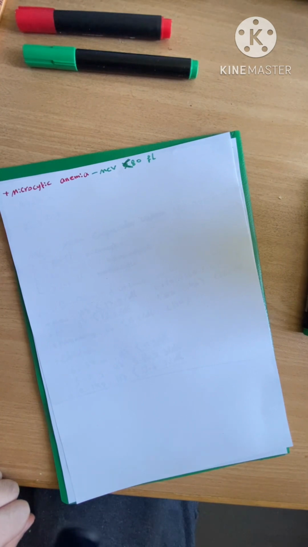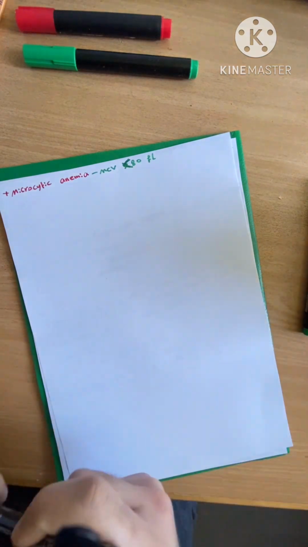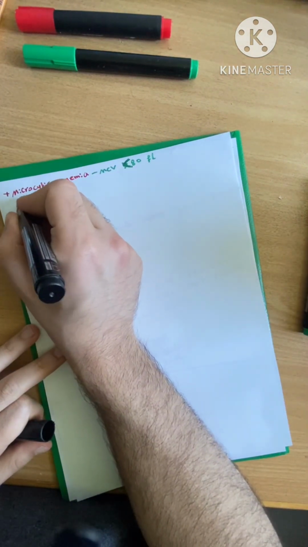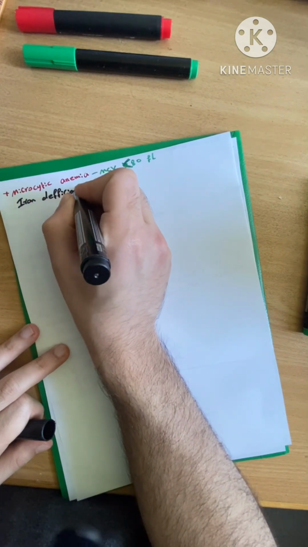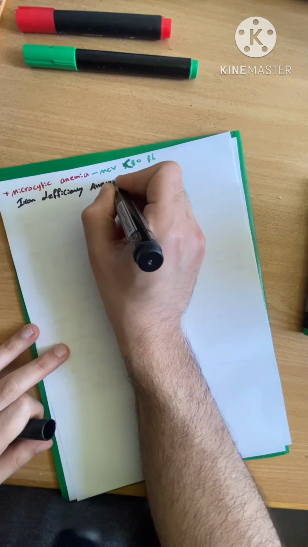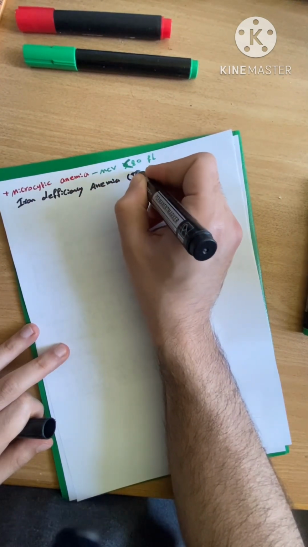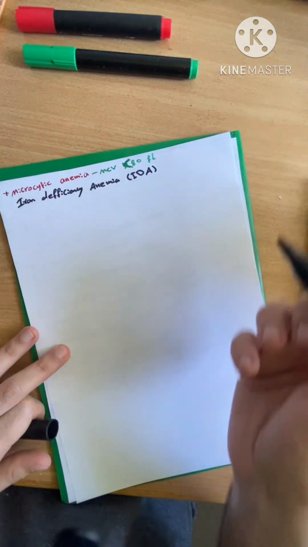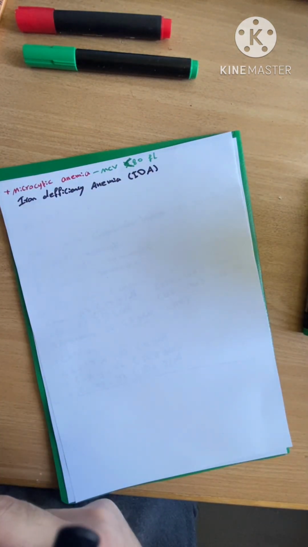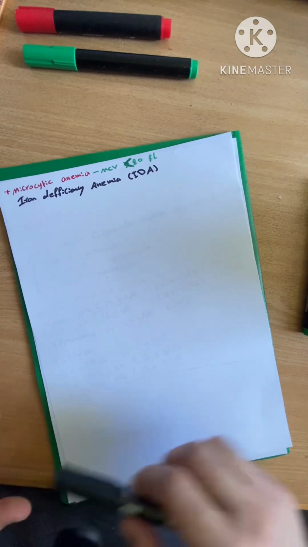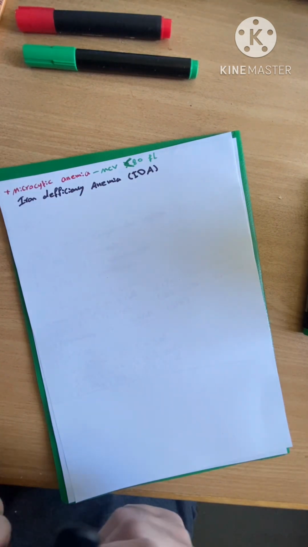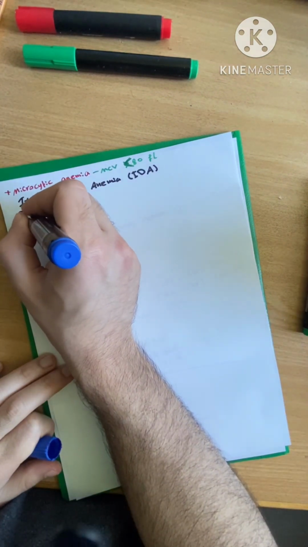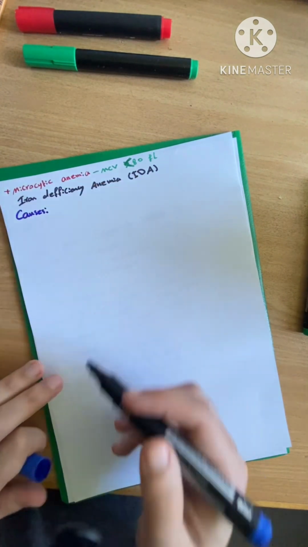The first type of anemia, which is the most common one, I want to talk about is iron deficiency anemia, IDA, which is the most common microcytic anemia. Okay, first let's go for the causes, the etiology.